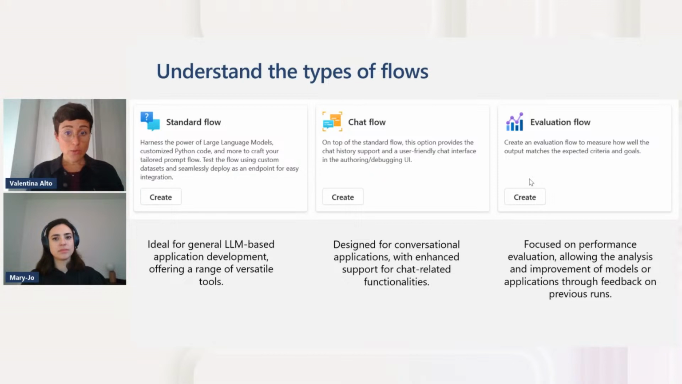Last but not least, evaluation flow. The evaluation flow is peculiar in the sense that it's made in order to evaluate other flows, the previous two kinds of flows. So we build a flow to evaluate another flow. The nice thing about that, but we will see it later on, so I will just spoiler a bit, is that evaluation flows can also be created automatically directly by pressing a button saying evaluate my flow. Because in the backend, Prompt Flow will create the evaluation flow for you and apply it on the flow that you want to evaluate. That might be either a standard or chat flow.